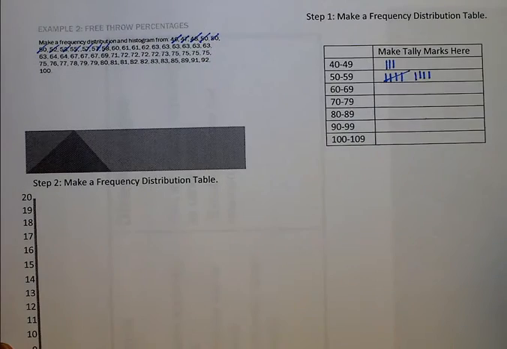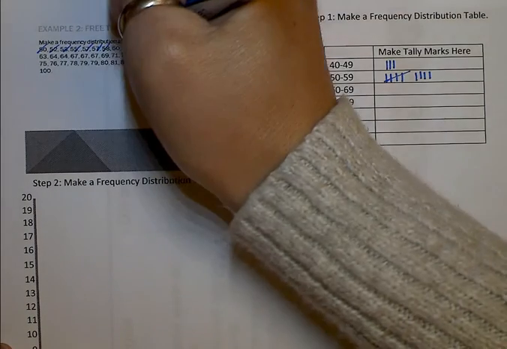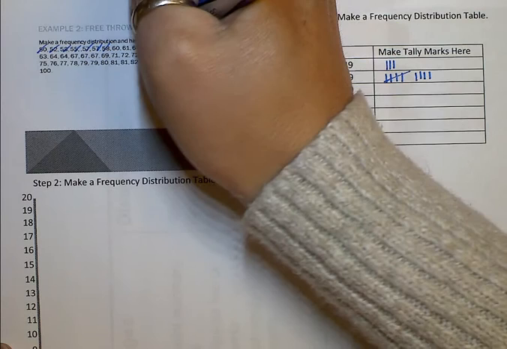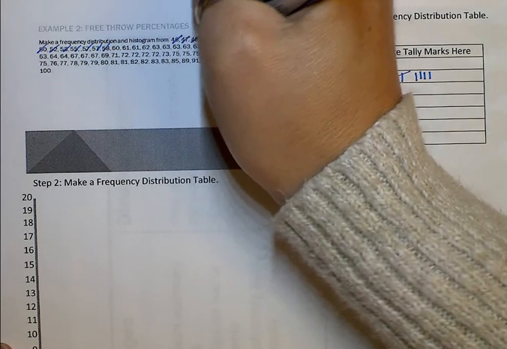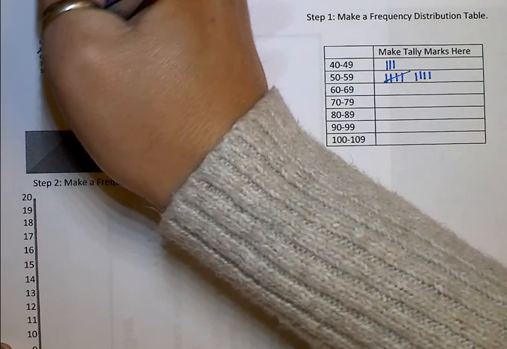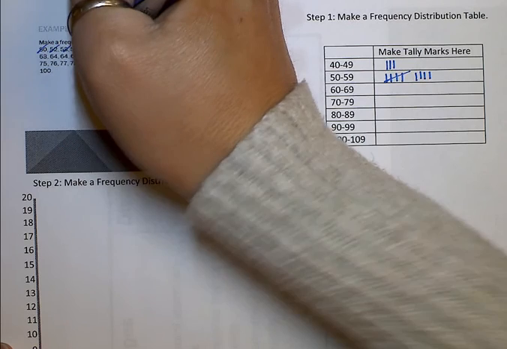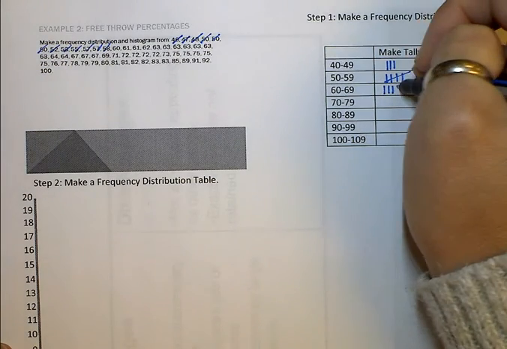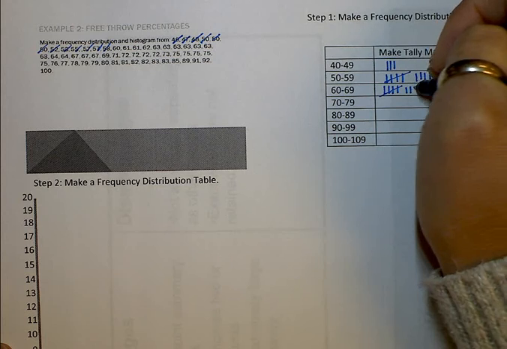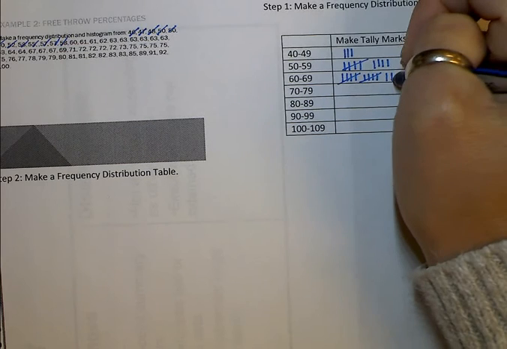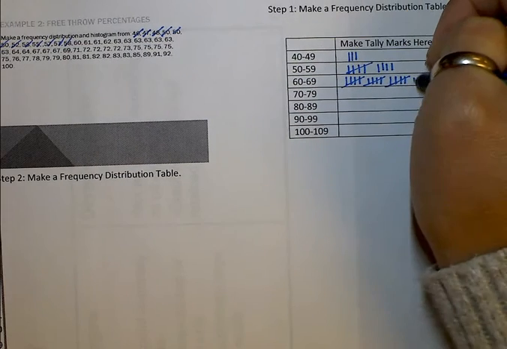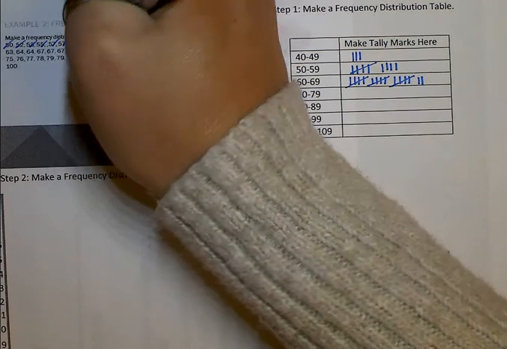Between 60 and 69, I'm going to count them up. 1, 2, 3, 4, 5, 6, 7, 8, 9, 10, 11, 12, 13, 14, 15, 16, 17. And I mark them out because they are used.